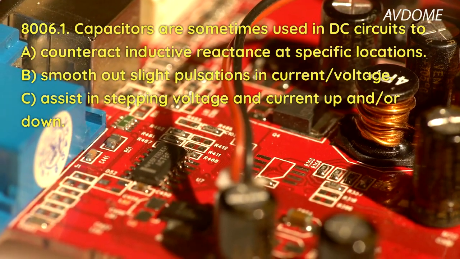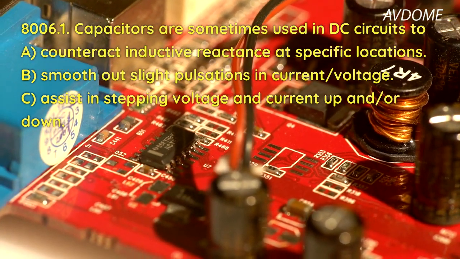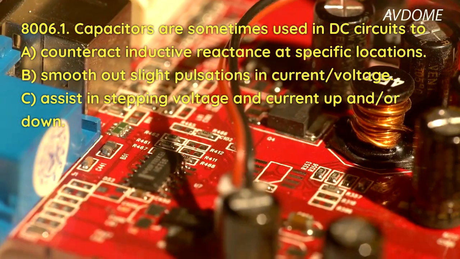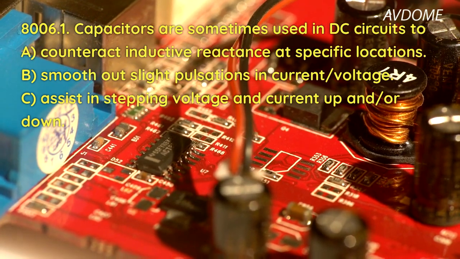8006.1. Capacitors are sometimes used in DC circuits to: A. Counteract inductive reactance at specific locations. B. Smooth out slight pulsations in current voltage. C. Assist in stepping voltage and current up and or down.